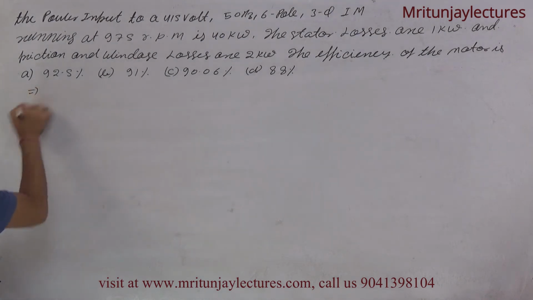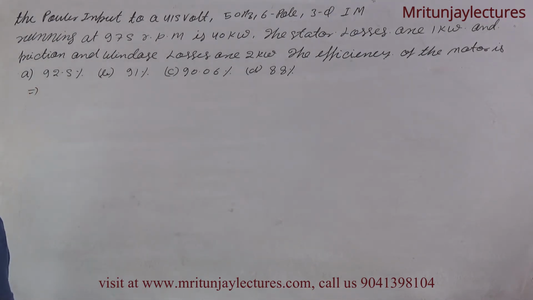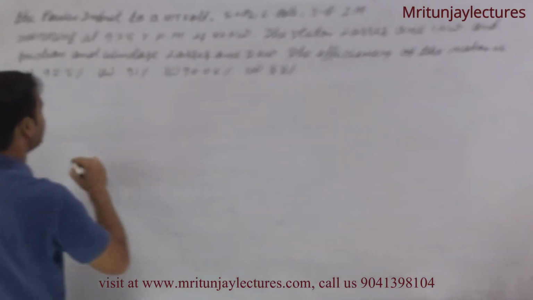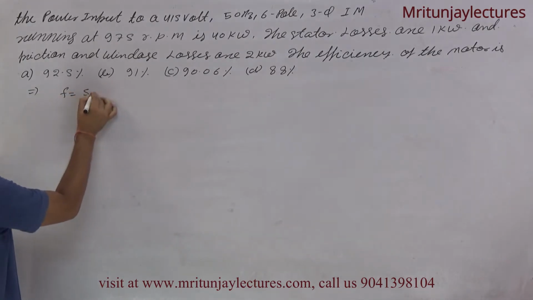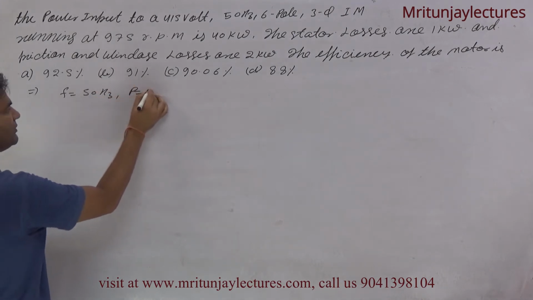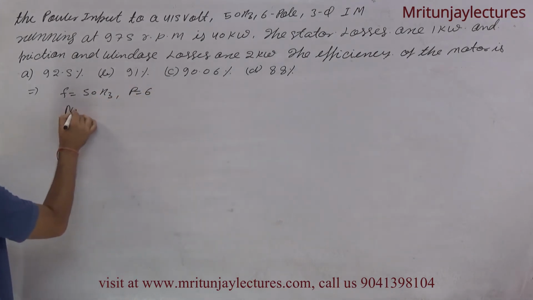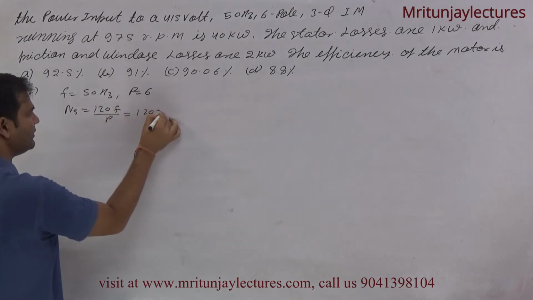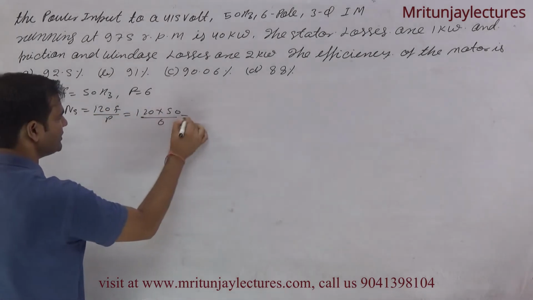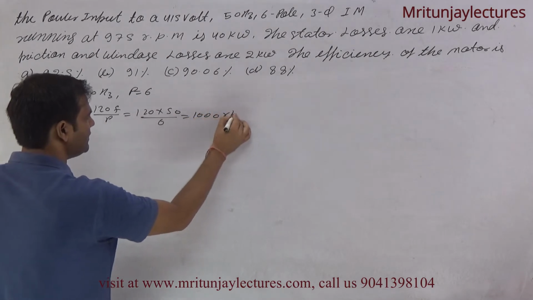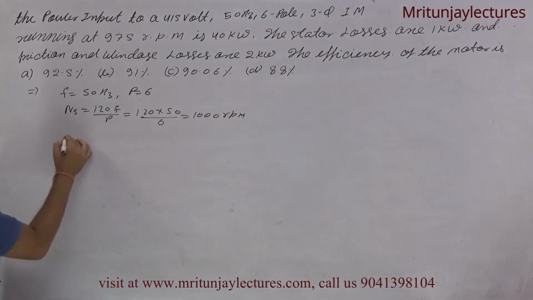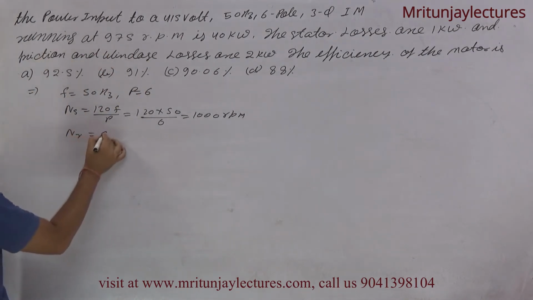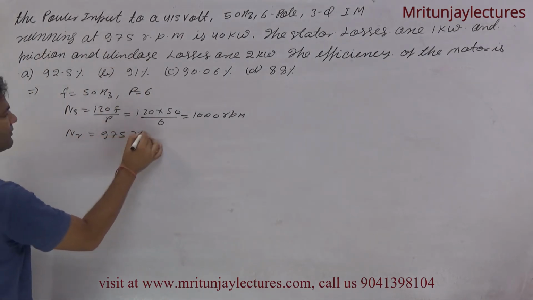Now, according to the problem, the power input is to a 415 volt, 50 Hz motor. F is equal to 50 Hz and P is equal to 6 poles. So what about NS? NS is written as 120 F by P, that is 120 times 50 Hz divided by 6, that is 1000 RPM. Clear? And what about NR? The induction motor is running at 975 RPM.